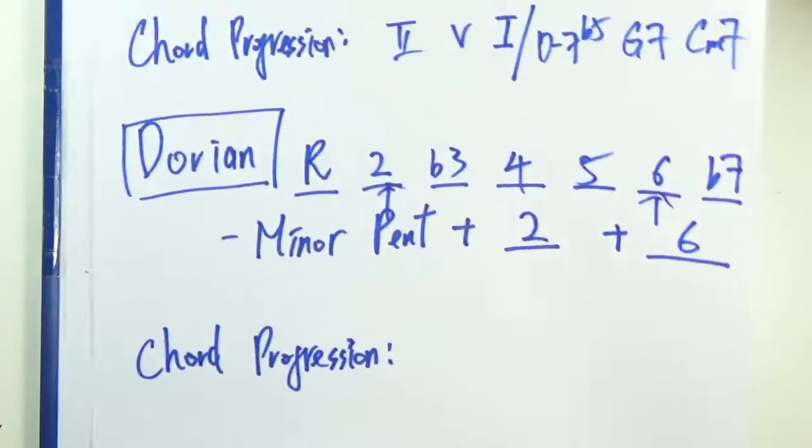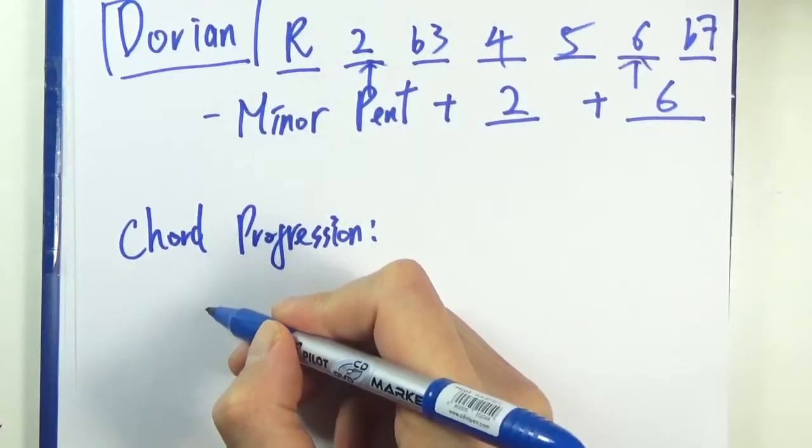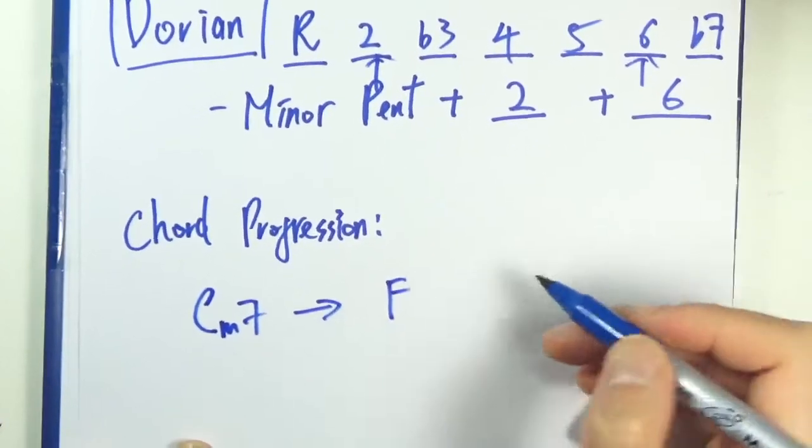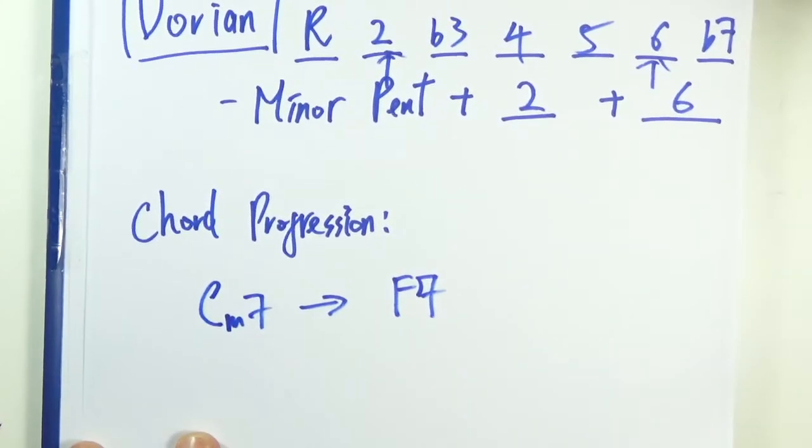A characteristic chord progression, let's say in C, would be C minor 7 going into the 4, so F, dominant 7th chord, okay? Cool.